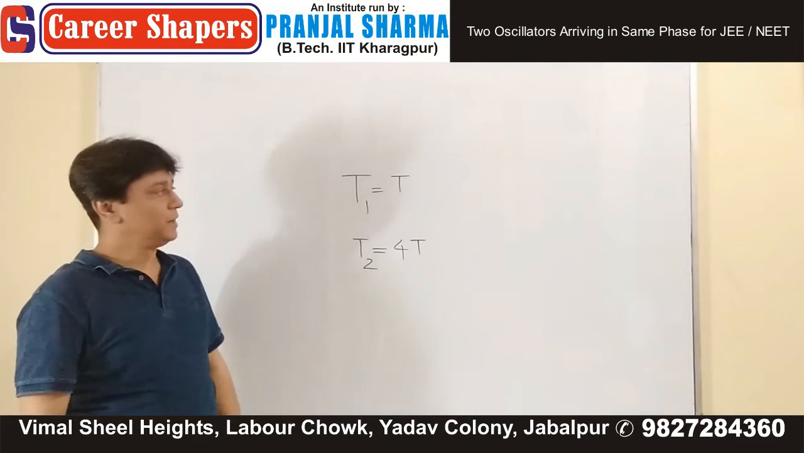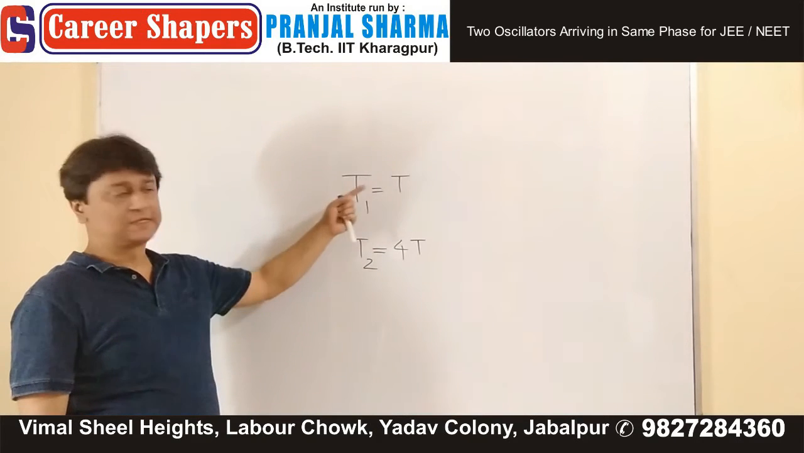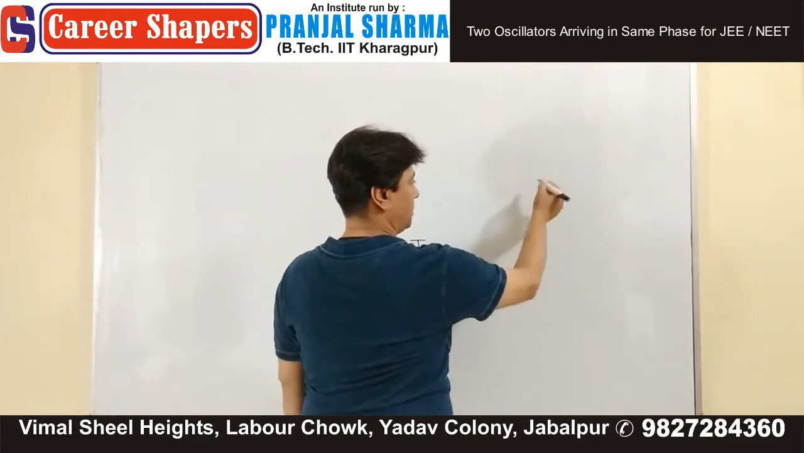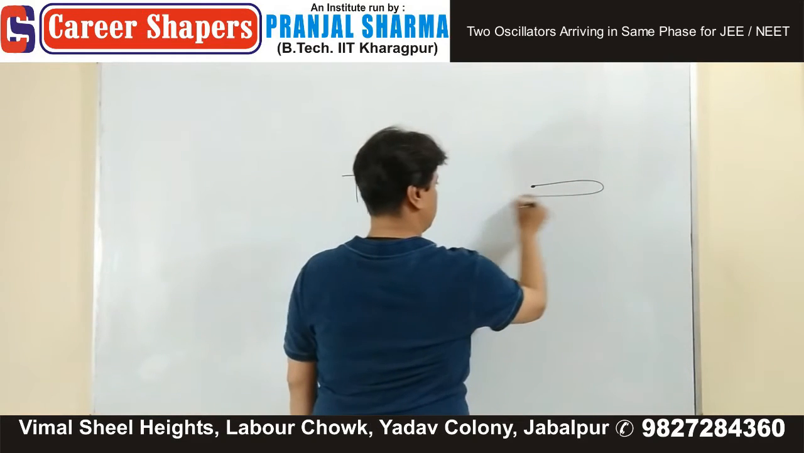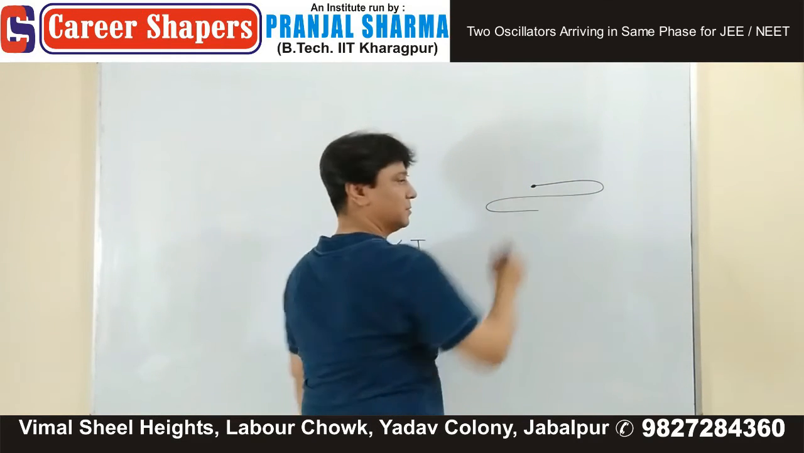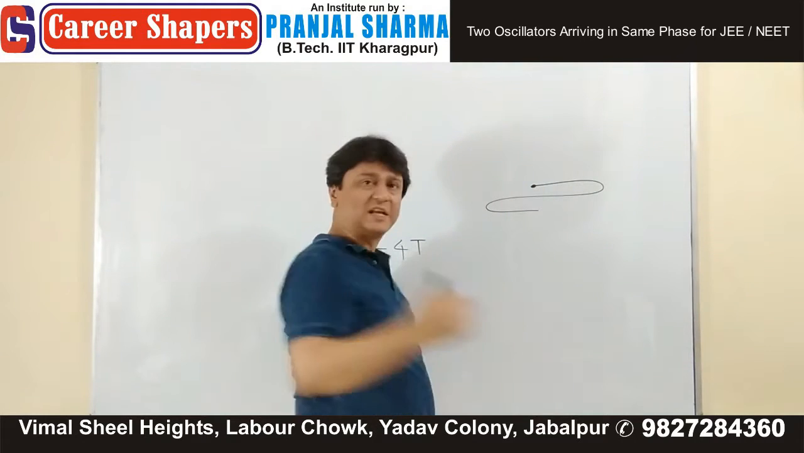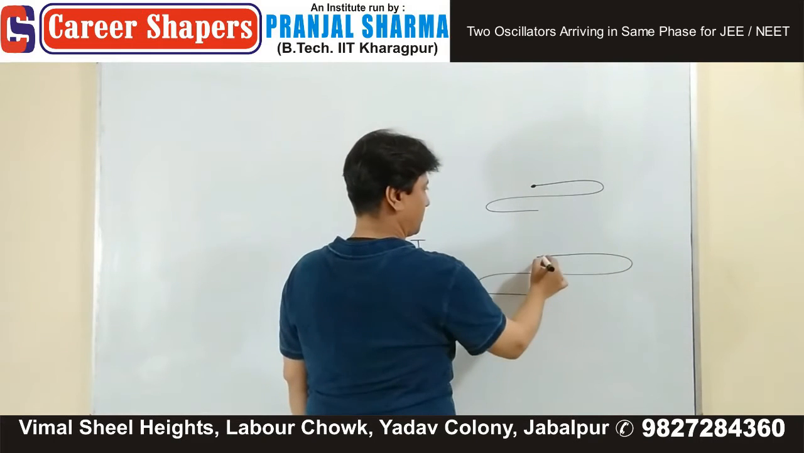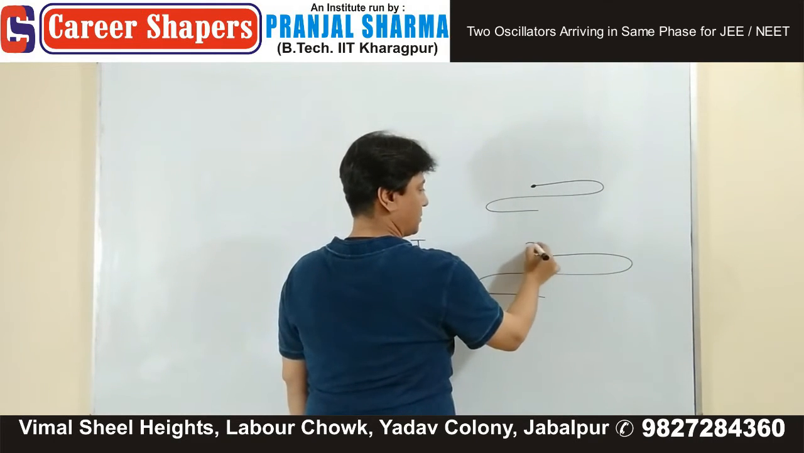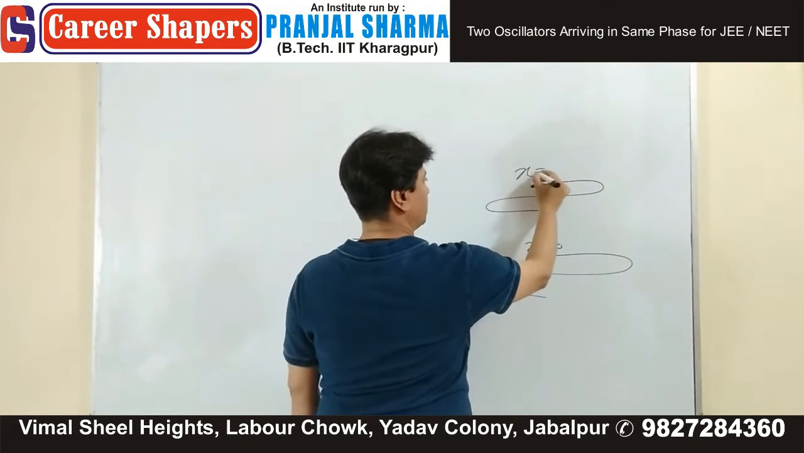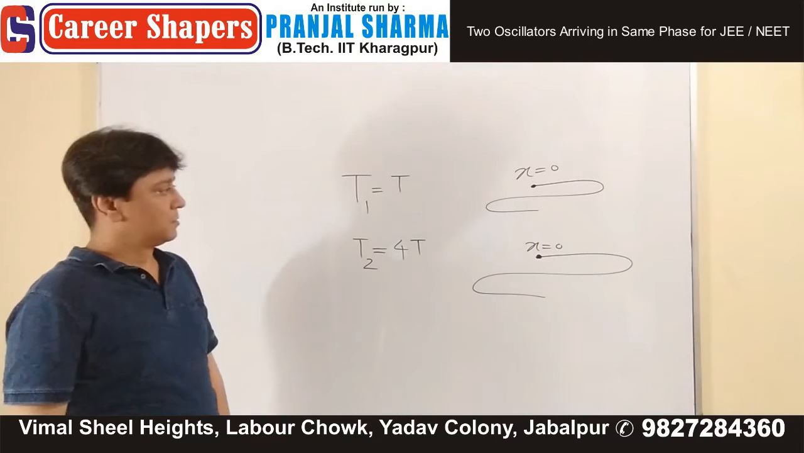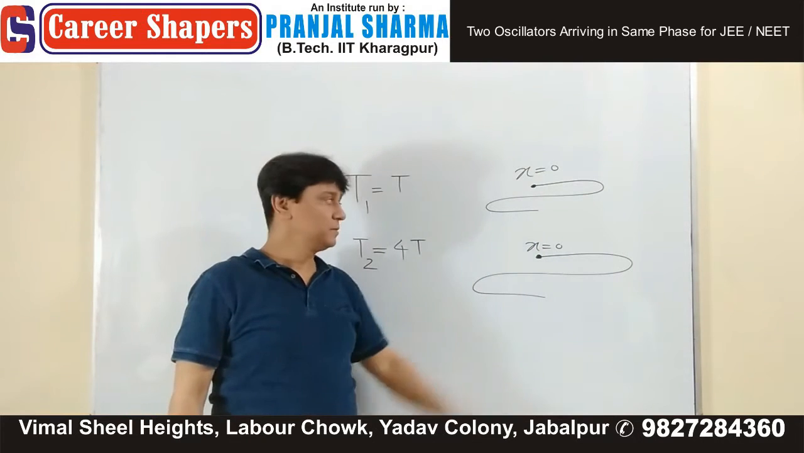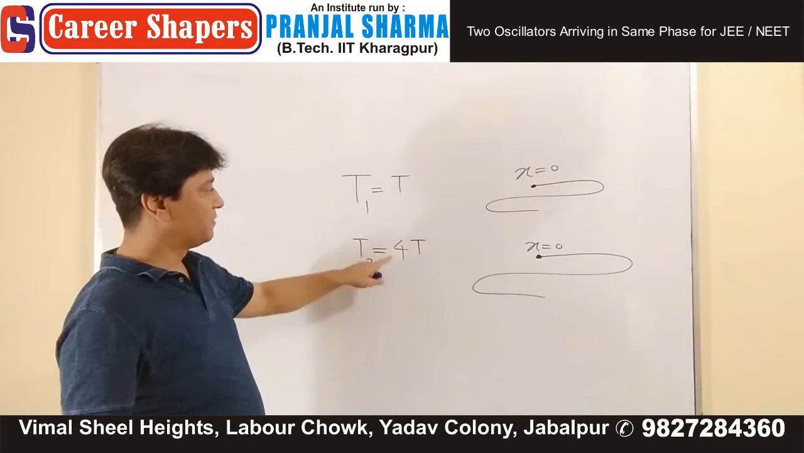There are two oscillators with time periods T and 4T, and they both start from mean position, their respective mean positions, X equals 0, X equals 0. They can have different amplitudes or same amplitudes, it doesn't matter. Their time periods are given as T and 4T.